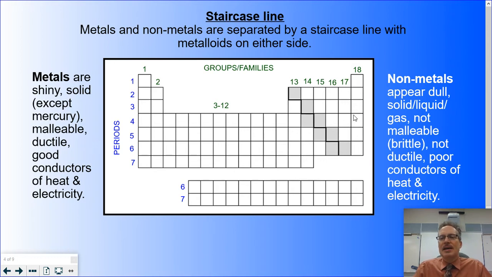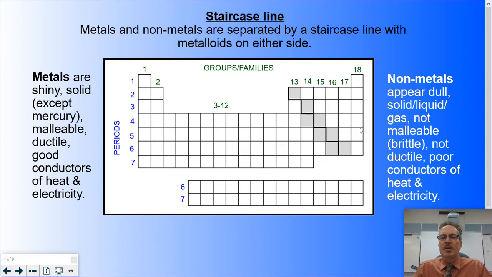On the right-hand side of the staircase line, these guys are all considered nonmetals. Again, most people never get this wrong because if you start looking at what's on that side, oxygen, for instance, is a gas. It's certainly not a metal. We breathe it in, so this is a nonmetal. Nonmetals appear dull.